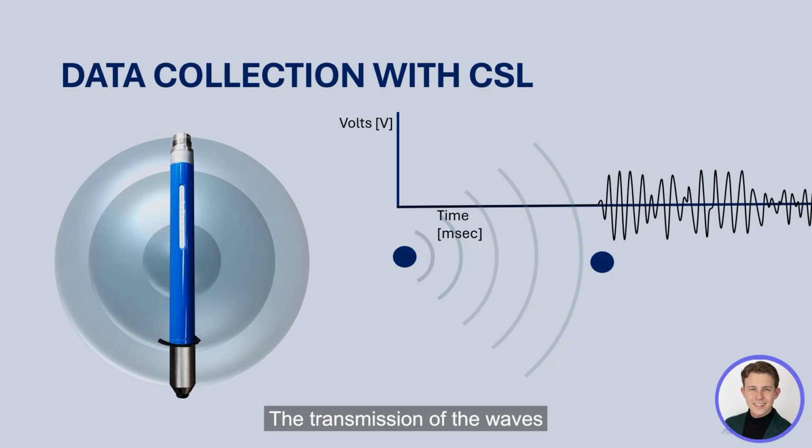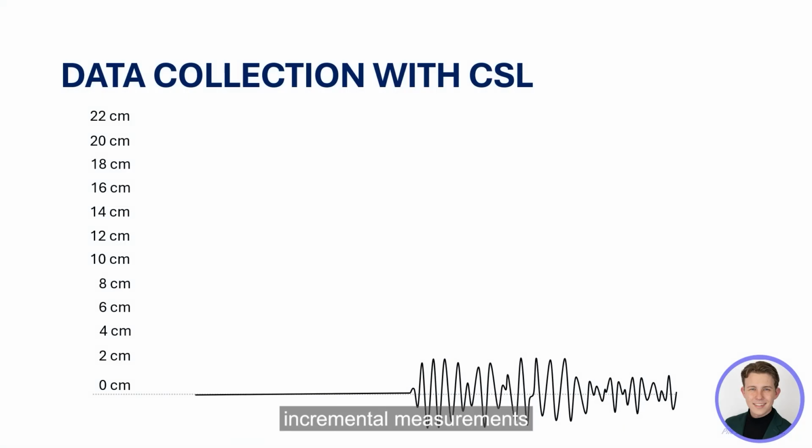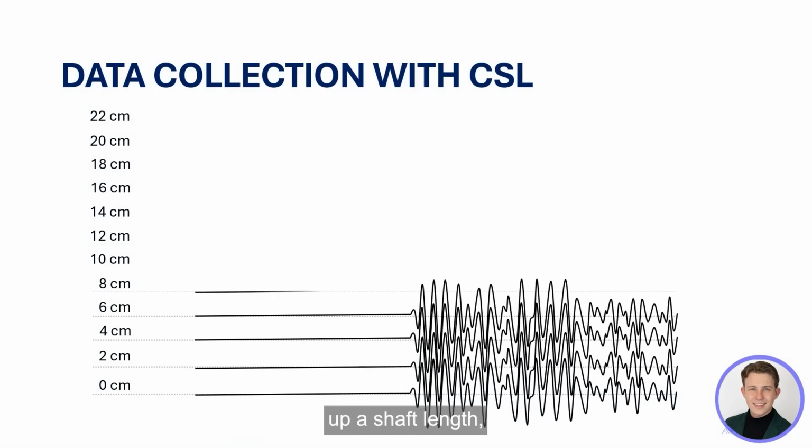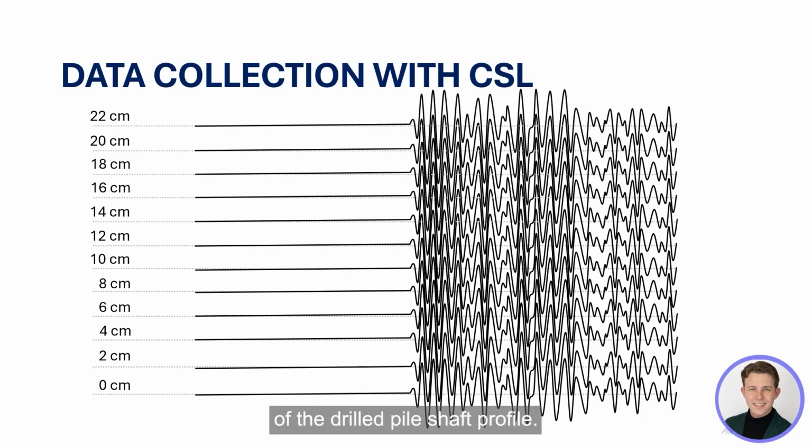The transmission of the waves is visualized graphically as a line plot, where the x-axis represents the time and the y-axis represents the signal energy. When we take incremental measurements up a shaft length, we can create a visualization of the cross-section of the drilled pile shaft profile. However, this graphic visual of the line plot when stacked to create a profile is rather confusing to interpret.